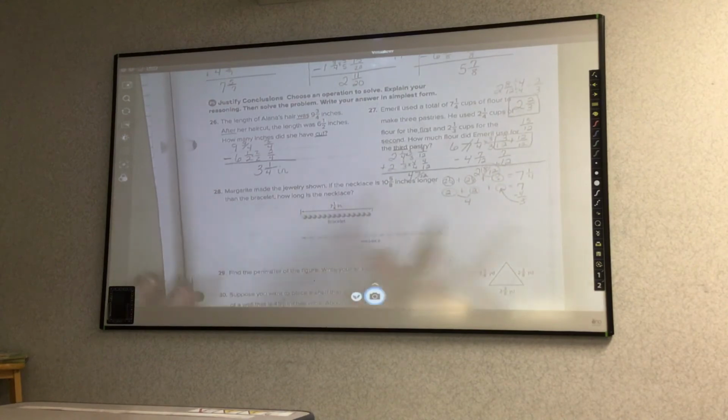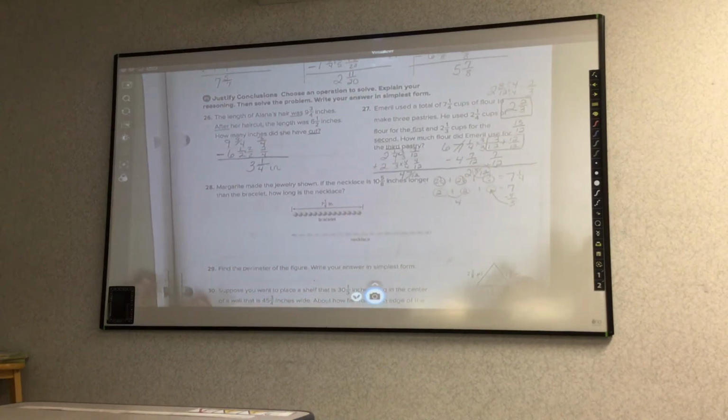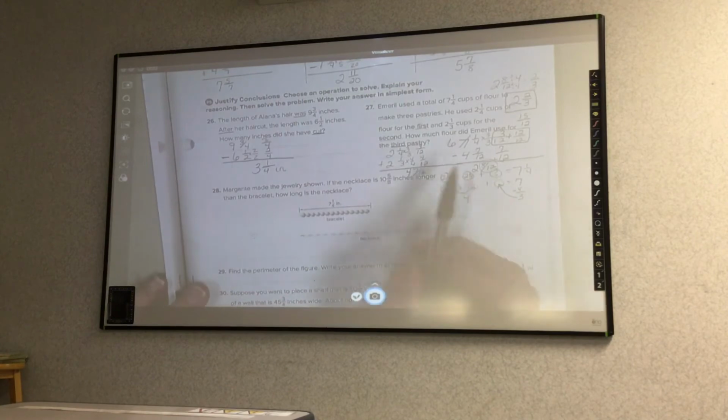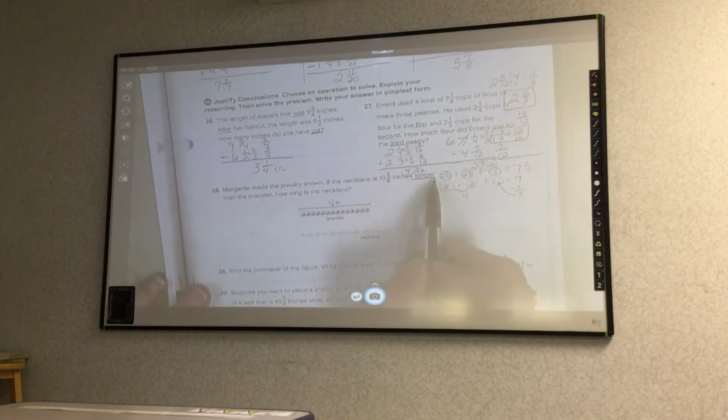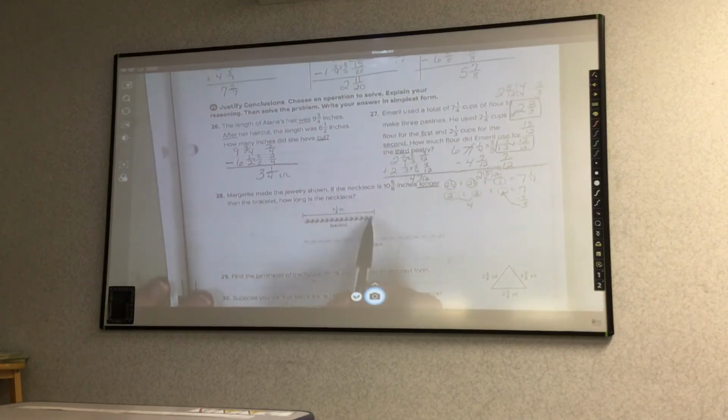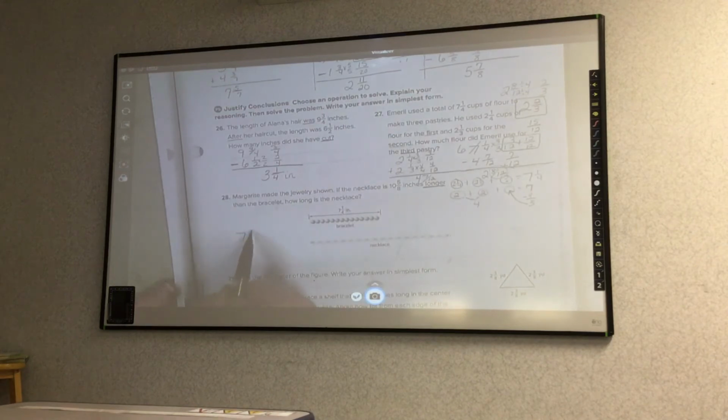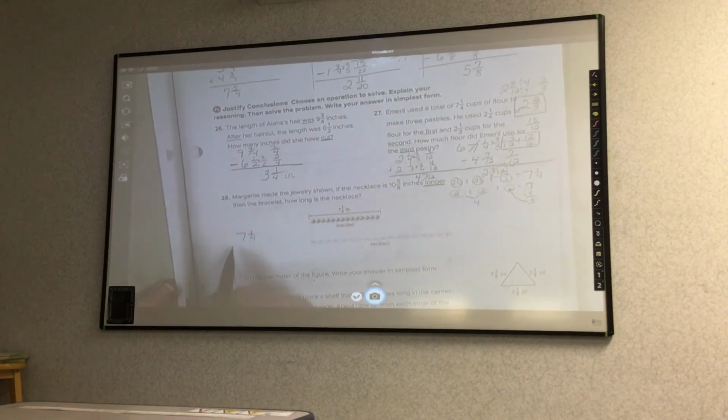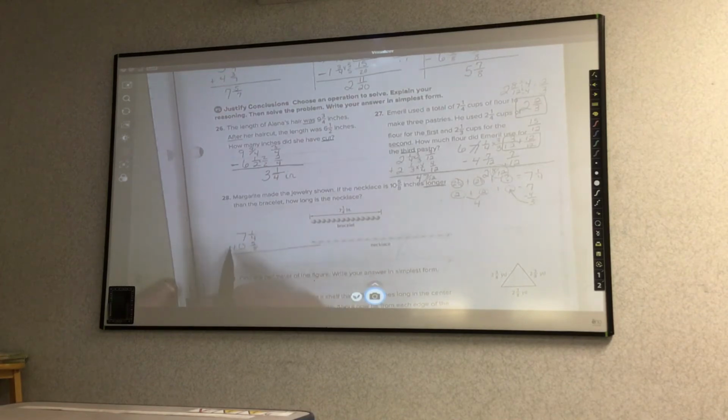28. Margaret made the jewelry shown. The necklace is 10 and 5/8 inches longer than the bracelet. How long is the necklace? Well, if this is a bracelet, I take 7 1/4 and it is 10 and 5/8 longer. So I'm going to add it to there.